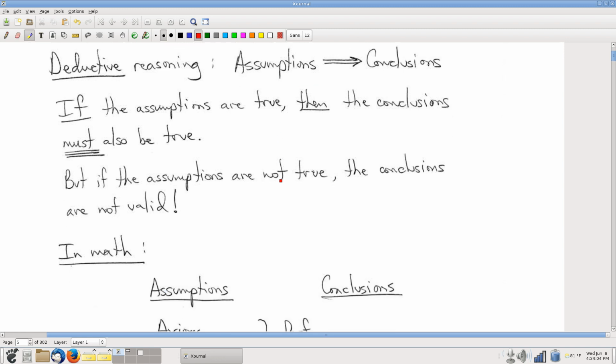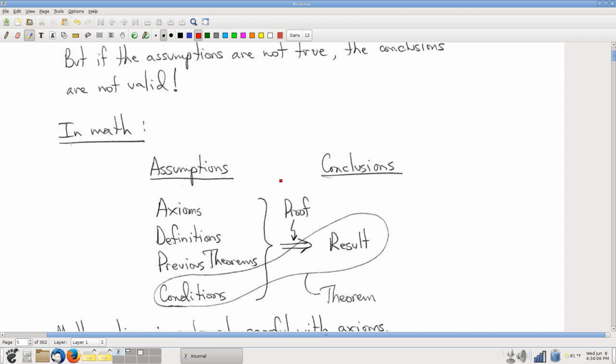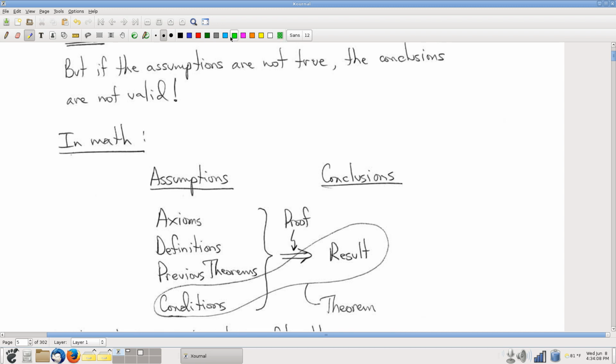Okay, now, so how does this show up in math? Well, we talk about things called theorems. And a theorem will usually be stated in something along these lines. There are certain assumptions that will be phrased as conditions in the theorem, and then you get a conclusion, which is the result of the theorem. So this is how a theorem will typically be stated. If conditions, then result.